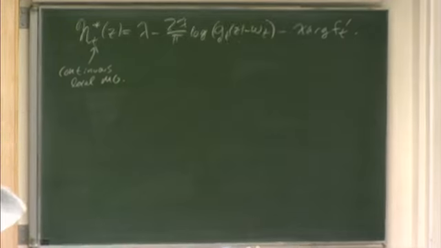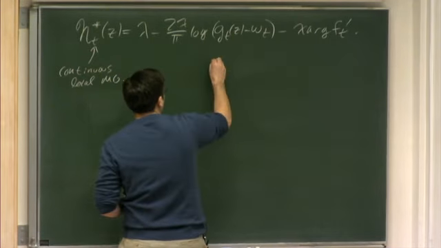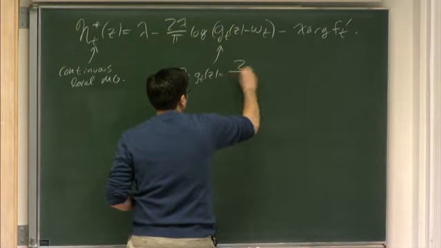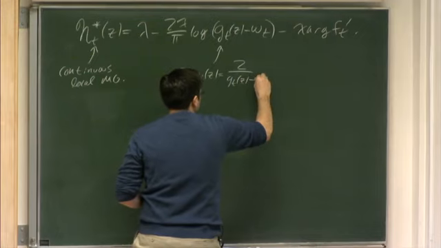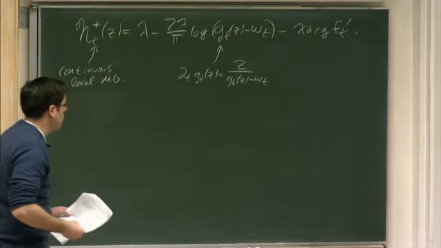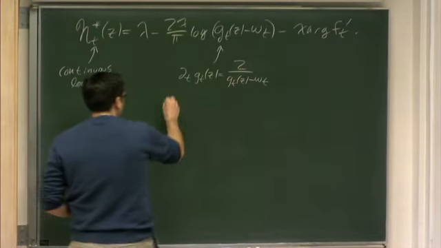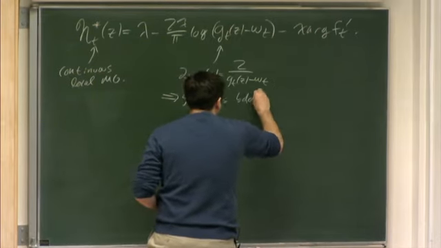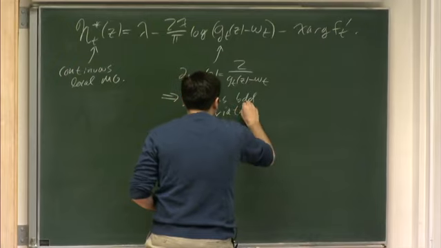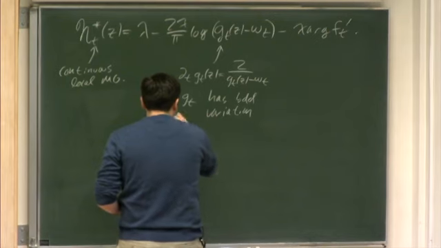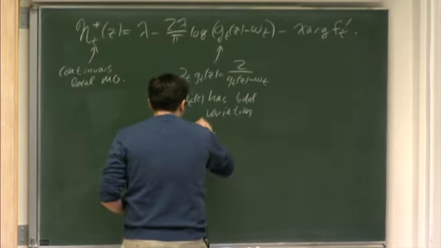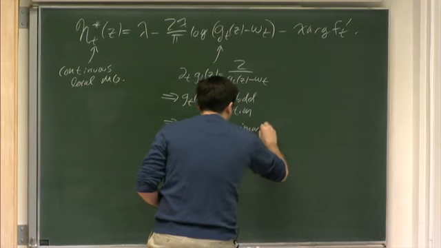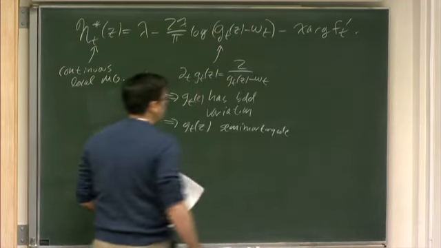Also, remember that gt just solves the Loewner equation. Since this solves a nice differential equation, gt is a process of bounded variation. And since it has bounded variation, it follows that gt of z is also a nice semi-martingale. So this is a good term.